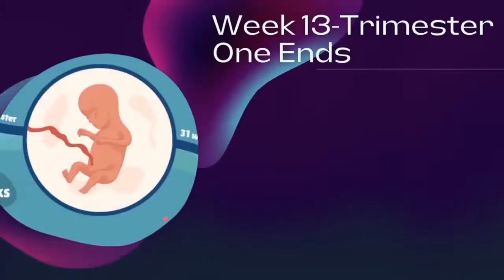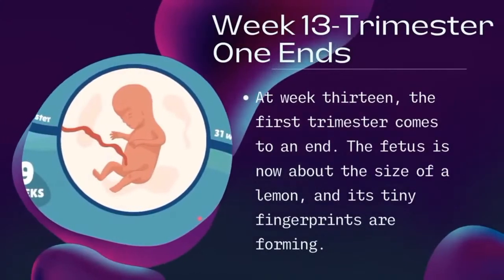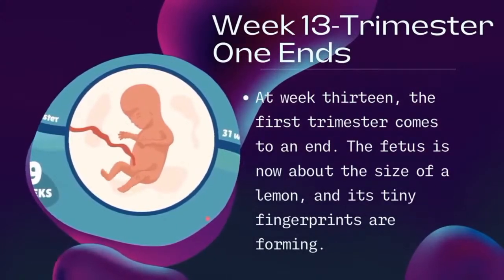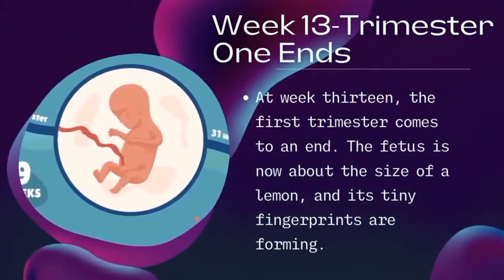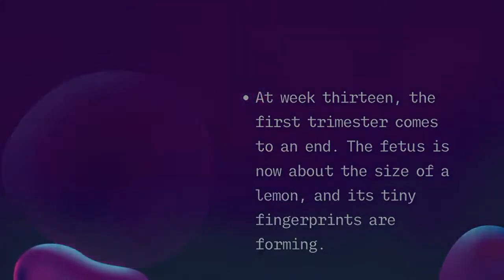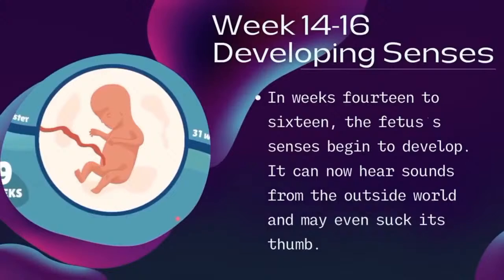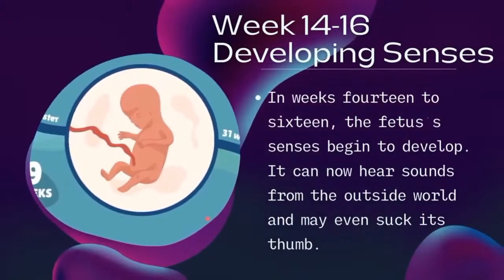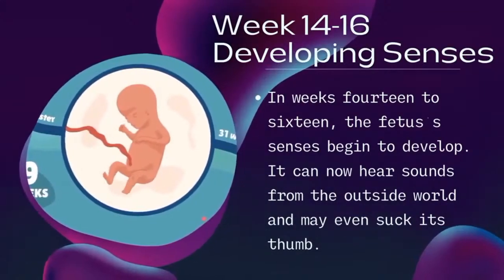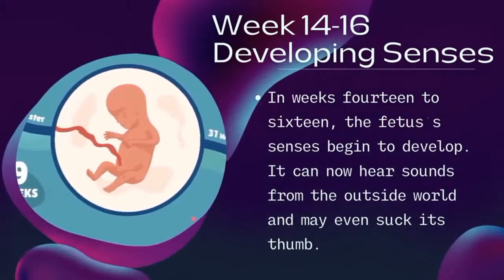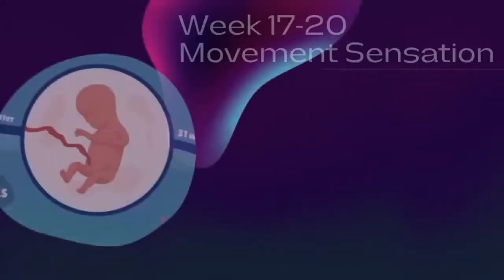Week 13, Trimester 1 ends. At week 13, the first trimester comes to an end. The fetus is now about the size of a lemon, and its tiny fingerprints are forming. Week 14-16, Developing Senses. In weeks 14 to 16, the fetus's senses begin to develop. It can now hear sounds from the outside world and may even suck its thumb.